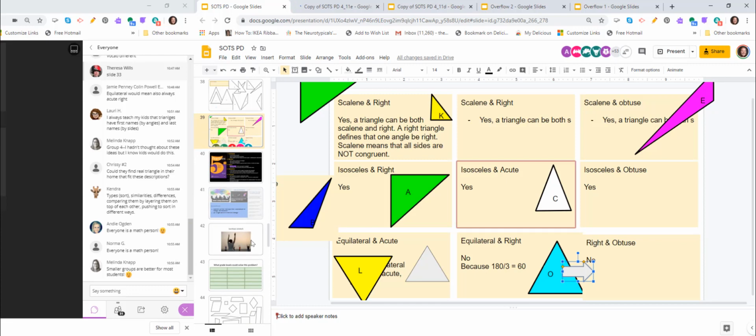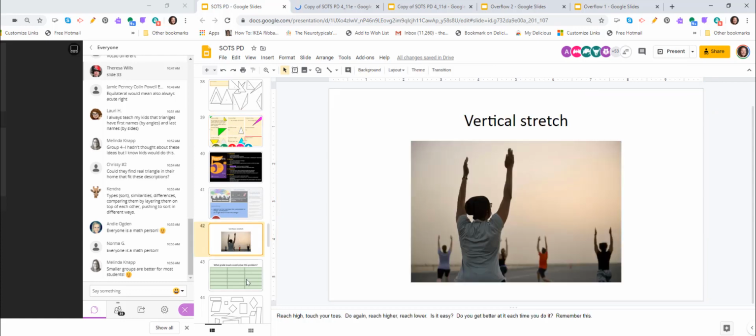All right, let's go ahead and sum this up. On slide 42, I asked you all in previous weeks to think about the way you physically stretch. When you reach up to the sky as tall as you can, when you reach low as you can, and then when you do it again, you typically reach further up and further down, and you get better and better and better. I want us to think about this problem.